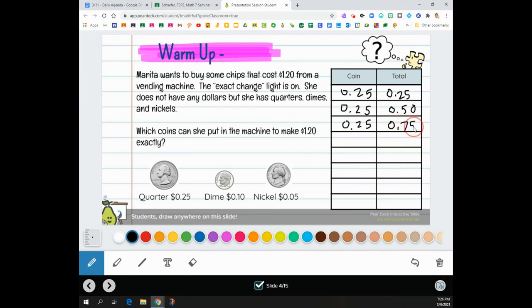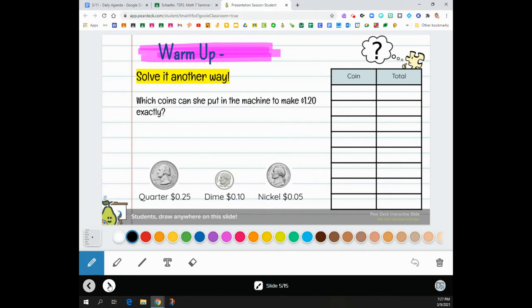This is an idea of a decimal sequence. I'm going to add one more quarter to get up to one whole dollar. So I'm getting close. I need to get up to $1.20. I know dimes are 10 cents, so I could add a dime and then another dime. That would get me up to $1.10. And if I add one more dime, then I'd be at exactly $1.20. Okay. This is not the only way that you could solve this problem, but it's one way that would work.